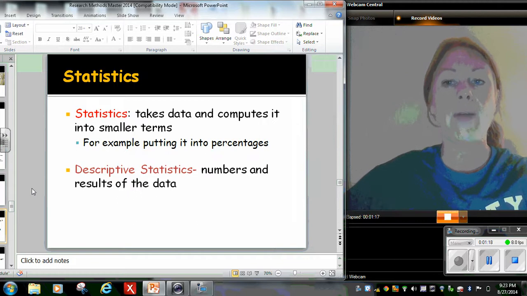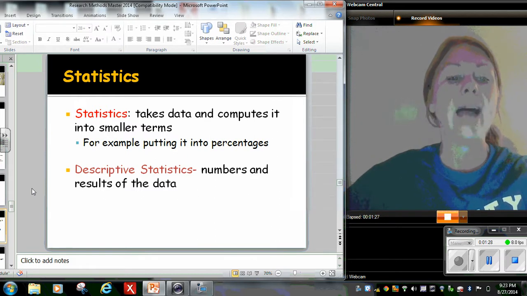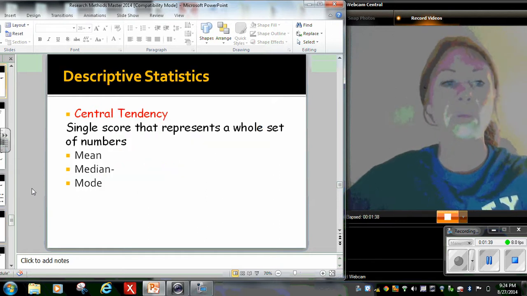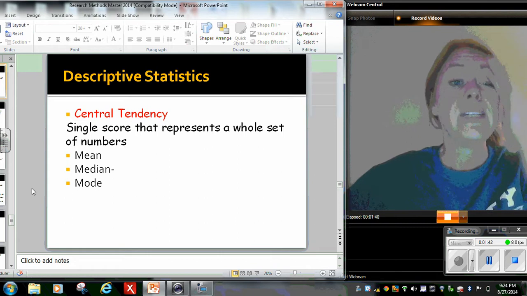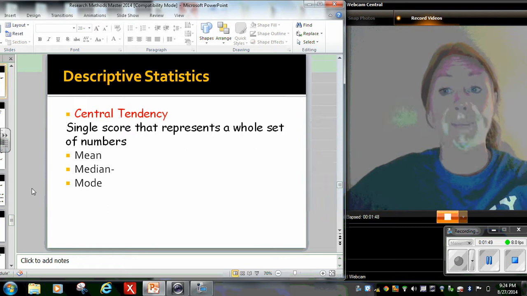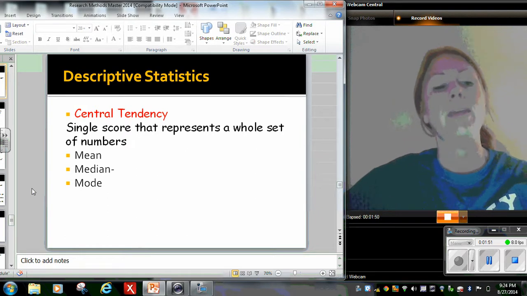All right, so now that we know the type of data we're looking at, most of it's going to be descriptive, or that quantitative, looking at numbers. Now we're going to use stats, and statistics is when you take the data and it computes it into smaller terms. For example, it's putting it into percentages, or it's breaking it down to make it smaller, more manageable. All right. You have seen or worked with central tendency before. Central tendency is when you're getting a single number to represent the entire body of scores. Okay, you have mean, median, and mode.